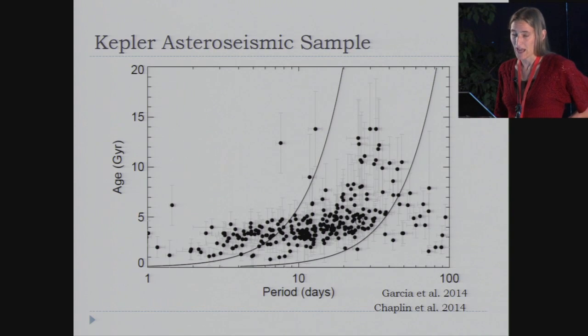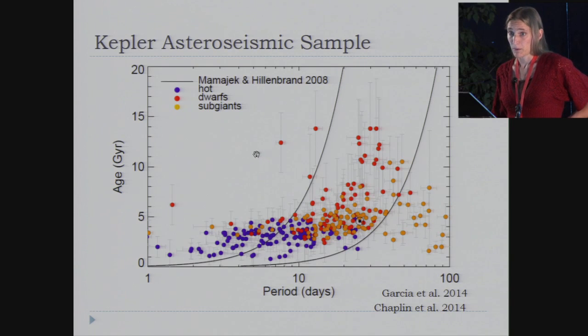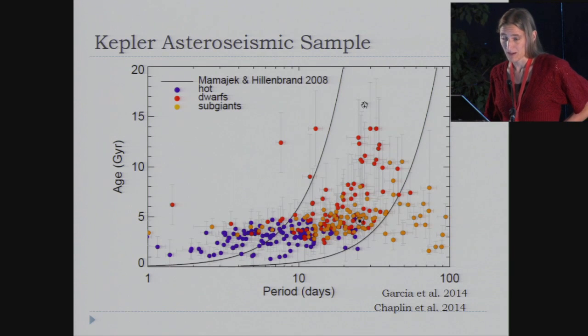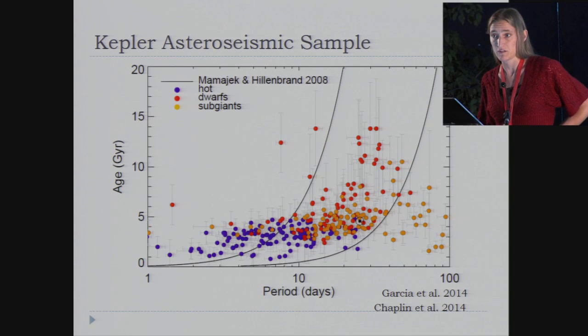So we have this diagram again, and because this is a very well-studied sample, we can actually break it up into the regimes that I talked about. The hot stars are in purple, the dwarfs that should have a gyrochronology relationship are in red, and the subgiants are in yellow. And you can see now, if you look at the dwarfs, that they tend in general to fall between these two curves. And it looks much more reasonable that this relationship might be describing the rotation rates of these stars.